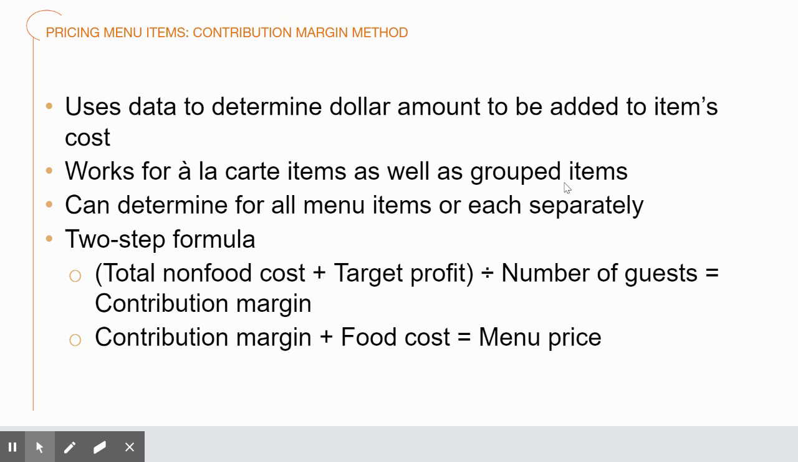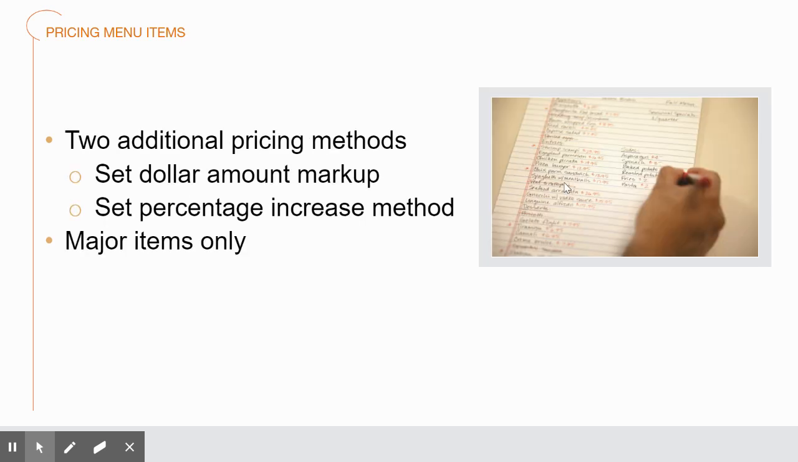So there are two steps to this formula. The total of the non-food cost plus the target profit, divided by the number of guests, equals the contribution margin. So contribution margin plus food cost is going to equal your menu price.